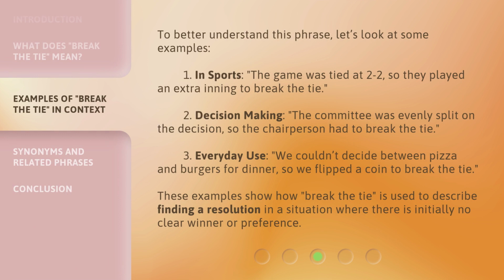To better understand this phrase, let's look at some examples. 1. In sports. The game was tied at 2-2, so they played an extra inning to break the tie. 2. Decision-making. The committee was evenly split on the decision, so the chairperson had to break the tie. 3. Everyday use. We couldn't decide between pizza and burgers for dinner, so we flipped a coin to break the tie. These examples show how break the tie is used to describe finding a resolution in a situation where there is initially no clear winner or preference.